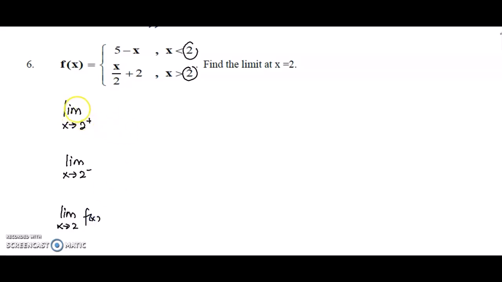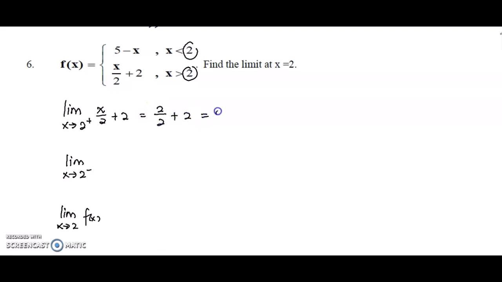Alright, so to find the limit when x approaches 2 from the right, we need to know which function to put in as our f(x). So ask yourself, for 2 positive, maybe you can take one value to represent 2 positive. That may be 2.001. So 2.001 is for the second interval. So you take the corresponding function, put in x over 2 plus 2. Then next, you will substitute the value of 2 inside. You will have 2 over 2 plus 2.